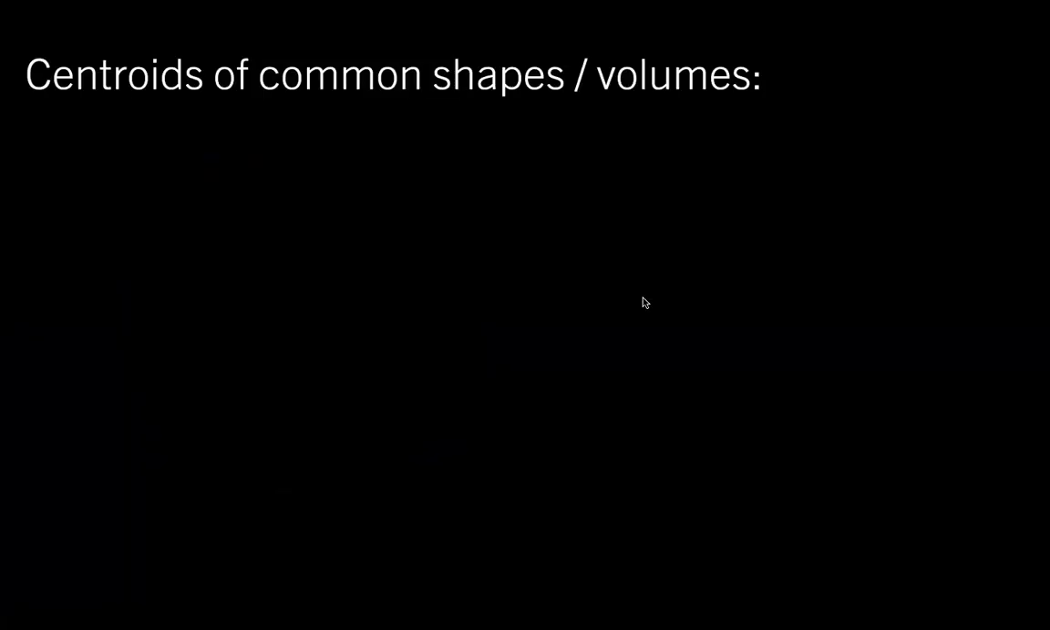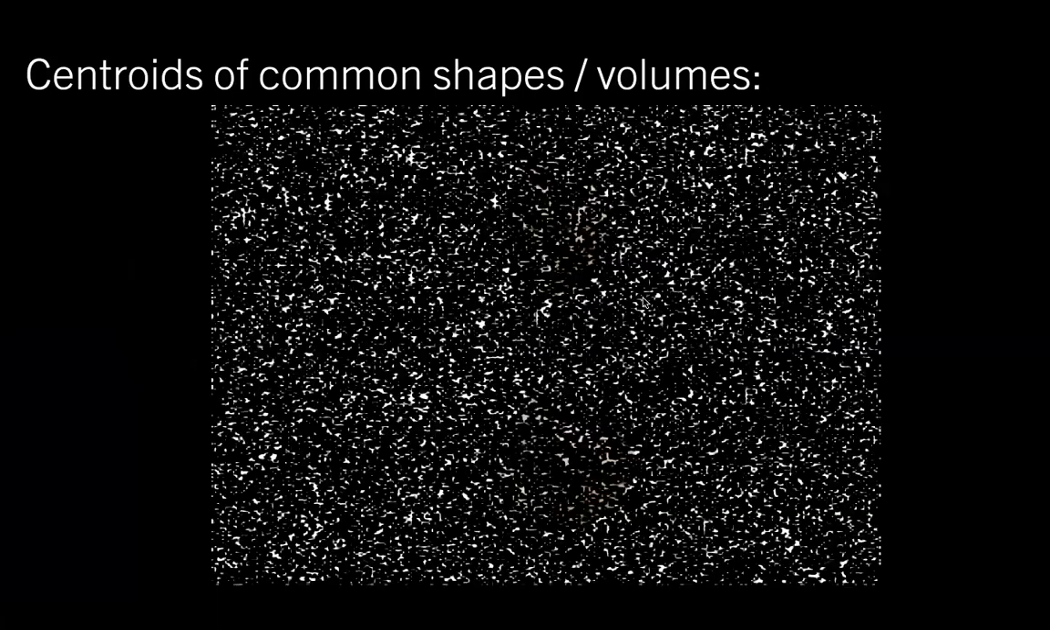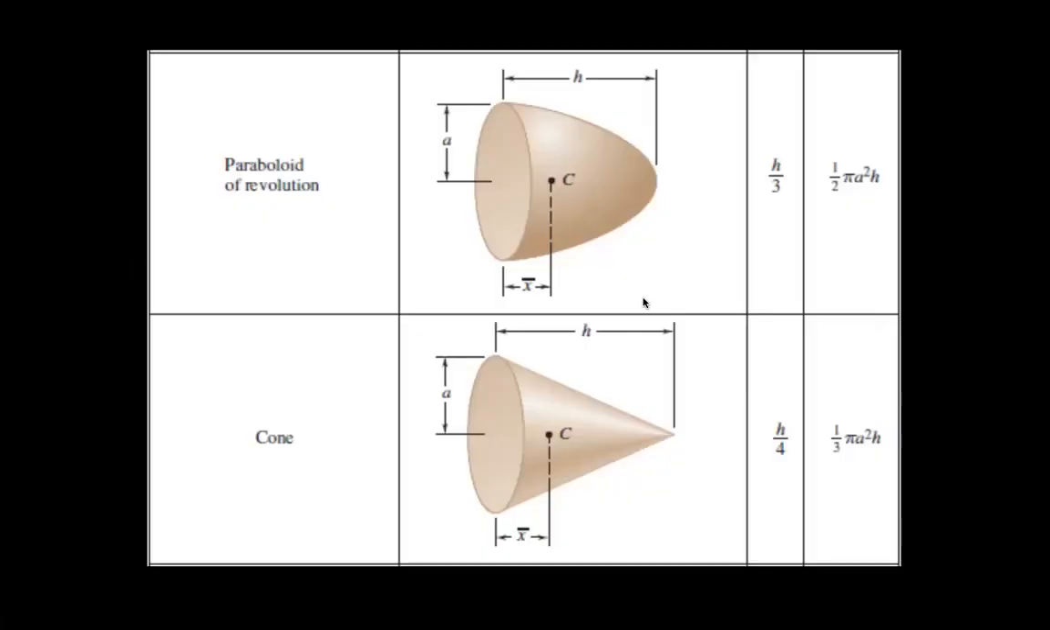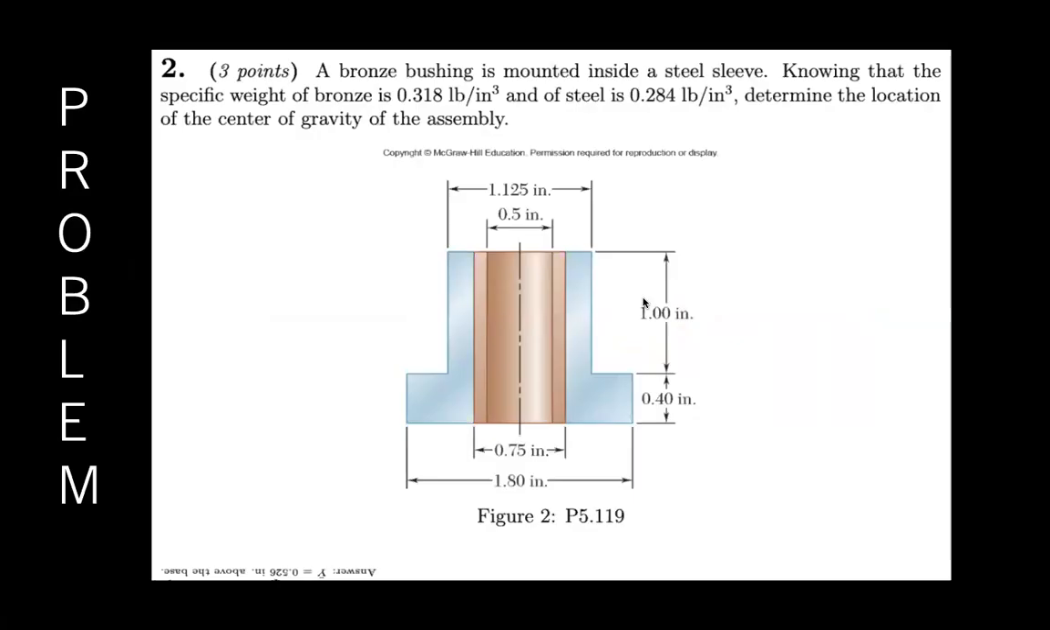So some things to review first are the centroids of common shapes and volumes. Here we can see a hemisphere and a semi-ellipsoid of revolution. Continuing on, paraboloid of revolution and cone. And finally, a pyramid.